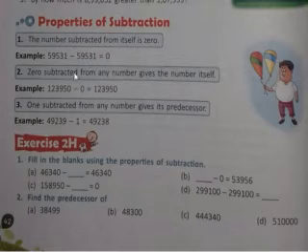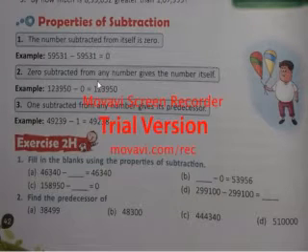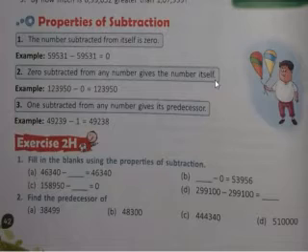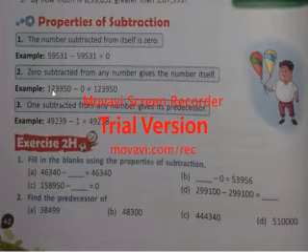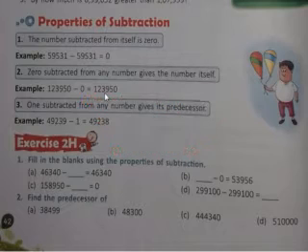In the same way, if you will see property number 2, 0 subtracted from any number gives the number itself. That means when we subtract 0 from any number, we get the number itself. Like 4 minus 0, it will be 4. 97 minus 0, 97. 32 minus 0, 32. No changes will be there. As you can see over here, it has been written 1,23,950 minus 0 is equal to 1,23,950.